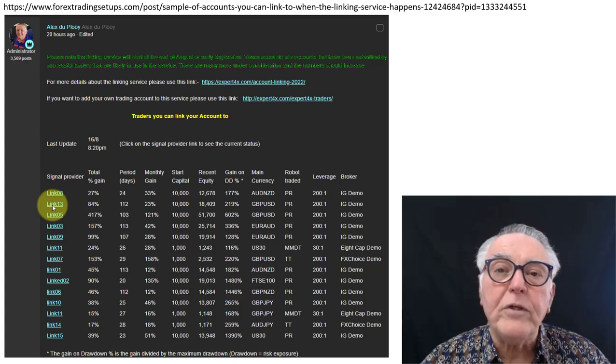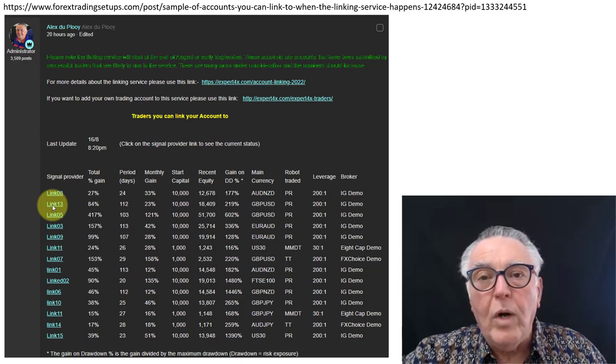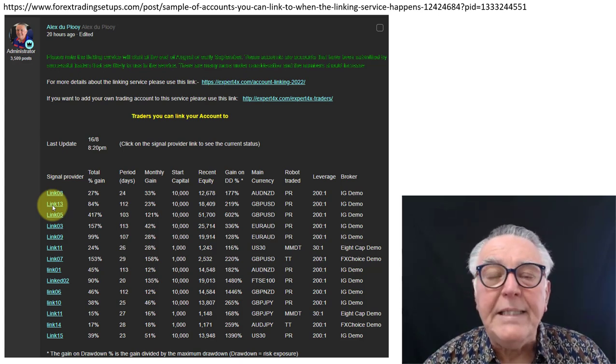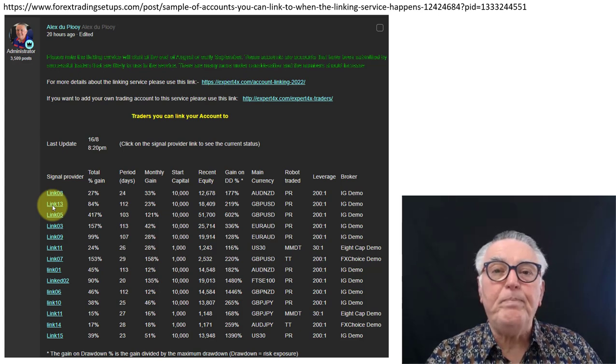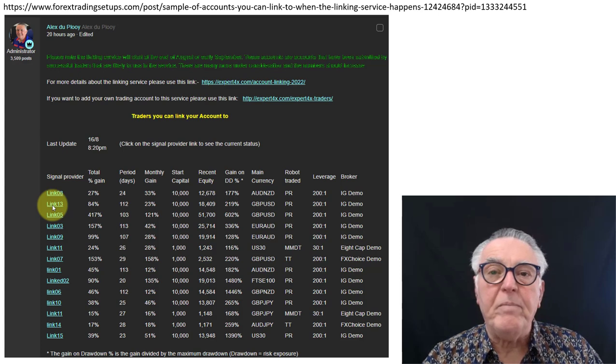You'll see graphs of that trading. You can see whether the equity graph is smooth, and you can also look at the drawdown details and things like that. Now this page is completely open. Anybody can have a look at it. You don't have to be a paid member of the forum.